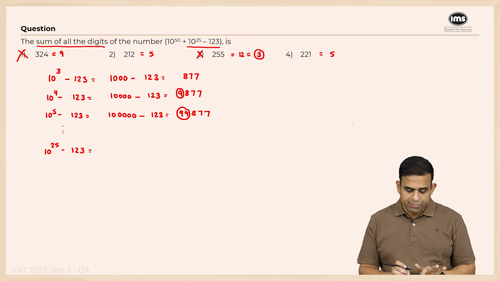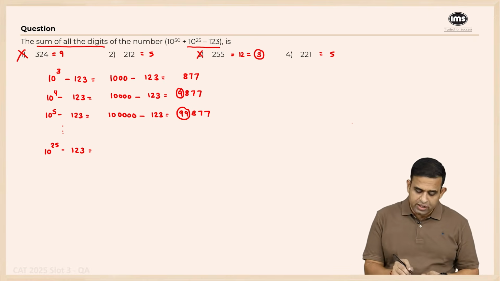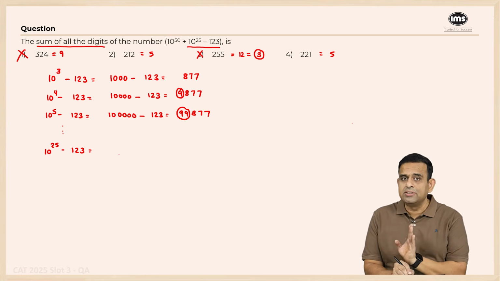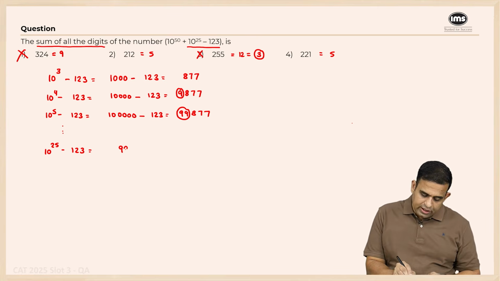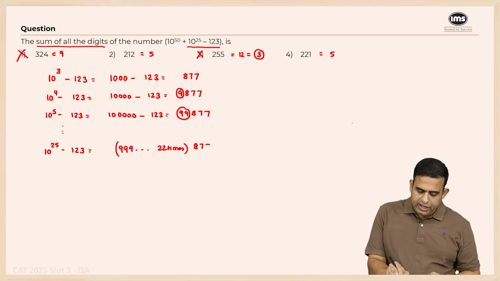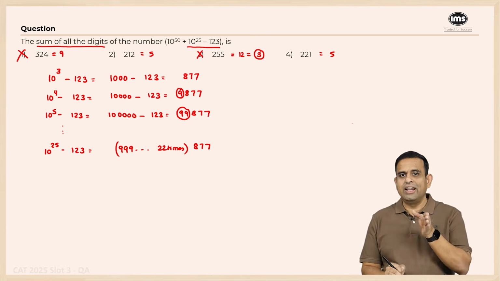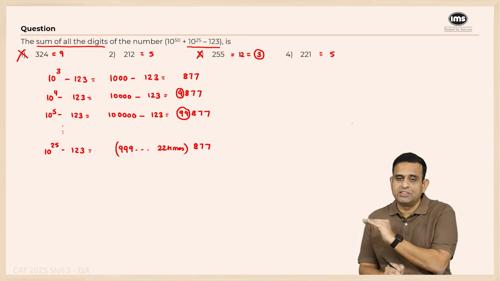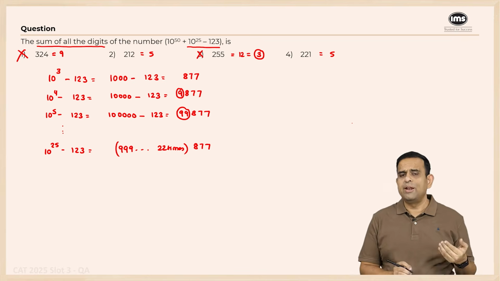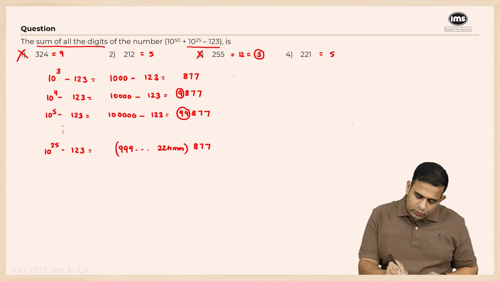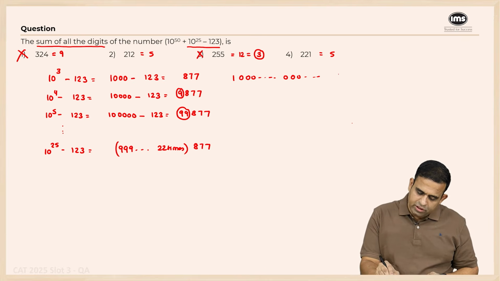So in this particular case, 10 power 25 minus 123, I should have got 22 nines, 3 less than the power. So 9, 9, 9, I can say 22 times. And definitely my last 3 digits have to be 8, 7, 7 over here. So it's going to be very, very clear. We are going to add 9, 9, 9, 22 times and then 8, 7, 7. And then we have to add the number 10 power 50 to it, which basically means 1, 0, 0, 0, total of 50 zeros.